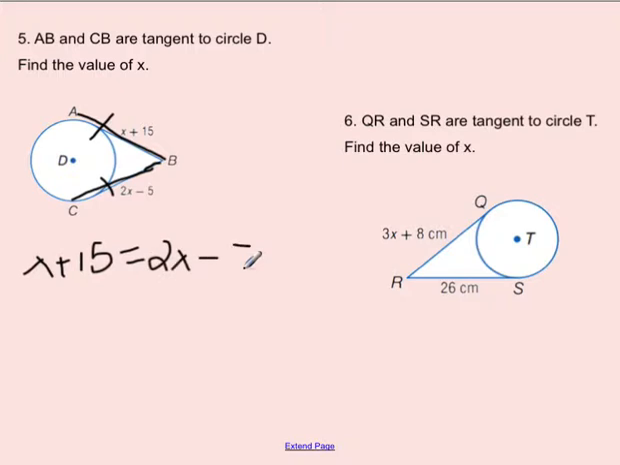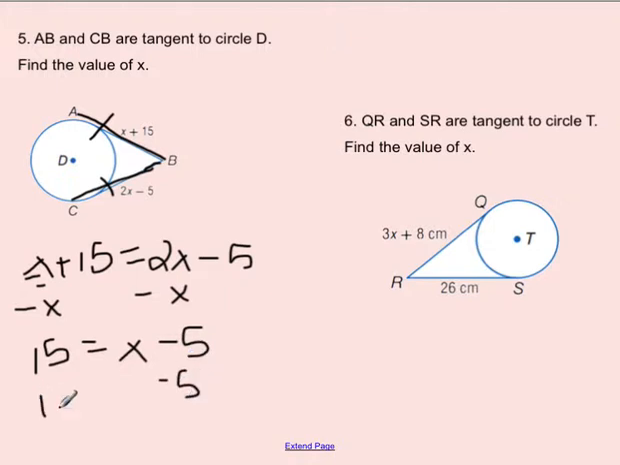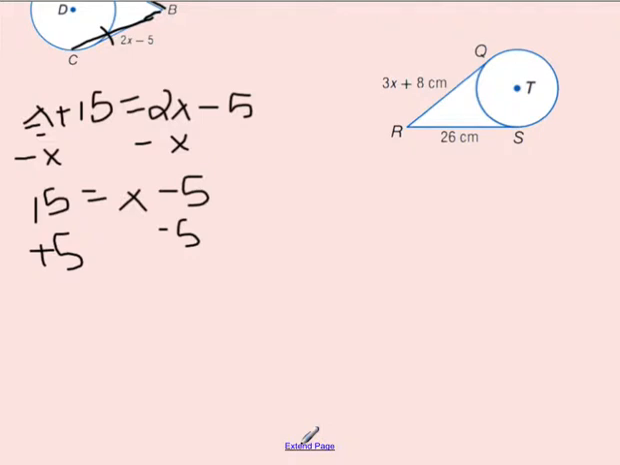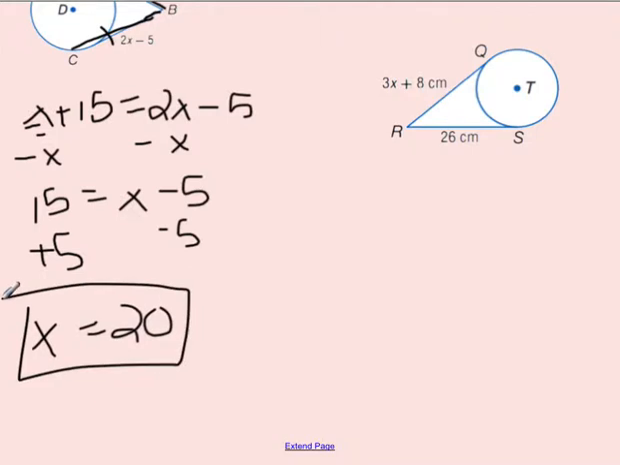So now I need to solve this for x. So I see the smaller amount of x's here. So I'm going to go ahead and subtract x from both sides. Then I get 15 is equal to x minus 5. So last but not least, to solve for x, I need to add 5 to both sides. And then I end up getting that x is equal to 20. X is equal to 20 for that one.